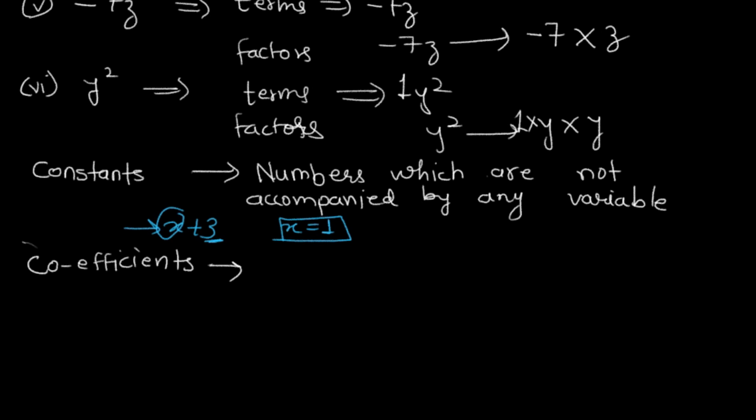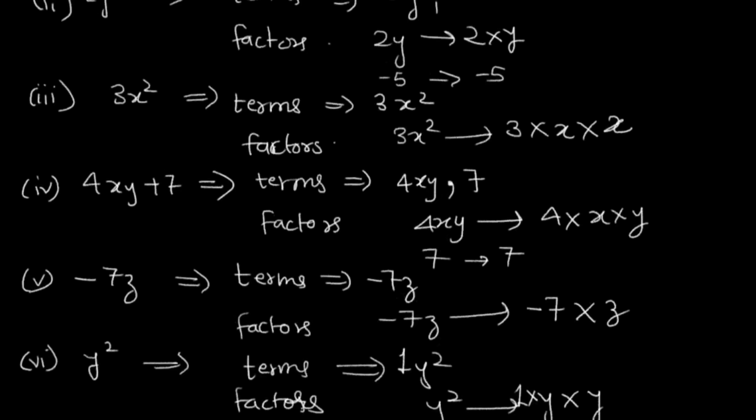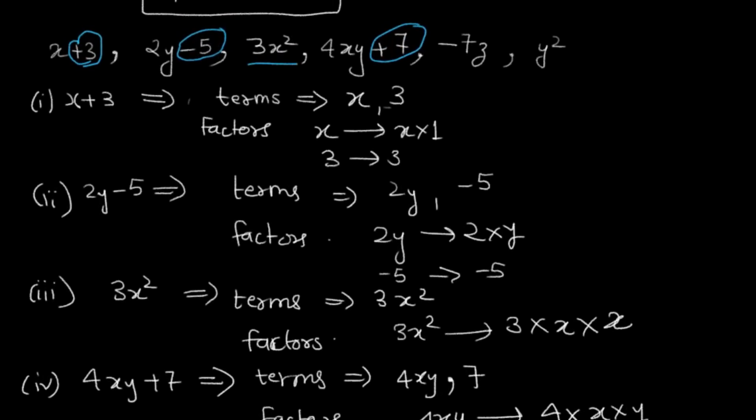The next term is coefficient. Coefficients are the numbers which come as factors of a variable term. In this example, which number is with x? There is no number, so we can write 1 as multiplied to this term. So we can say that 1 is the coefficient of x here. Then in this expression with y, 2 has come as a multiplied factor. So here 2 is a coefficient.